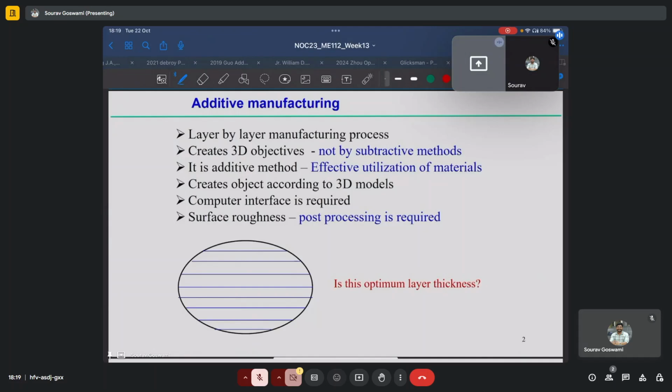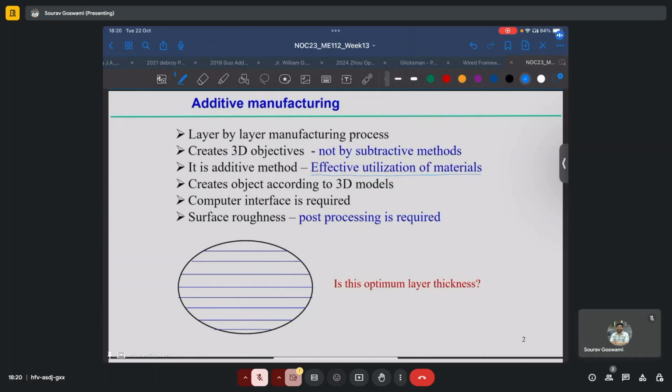And since it is an additive method, the materials are utilized effectively, as in material wastage is kept very low. Because as I said, in our conventional process, we would start with some primitive, such as a cubical block or a cylindrical block, and then we will successively remove material from it in a way so as to arrive at the final desired geometry. All the material that we are removing is actually getting wasted, and it is very rare that this wasted material in the form of say chips can be recycled or reutilized.